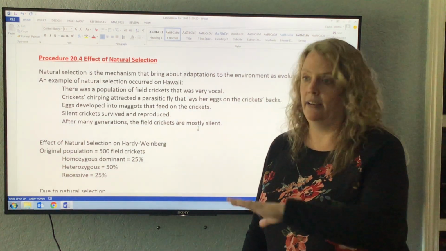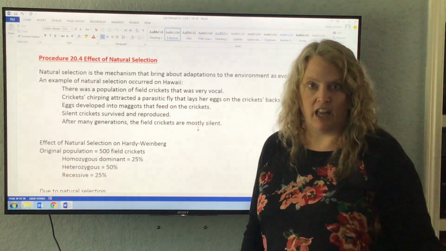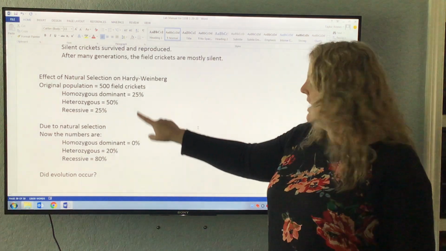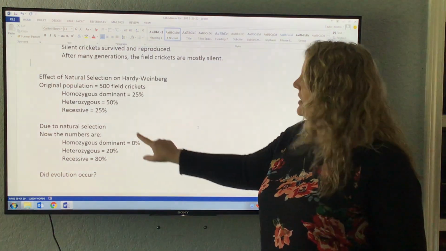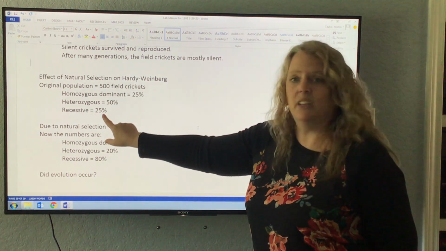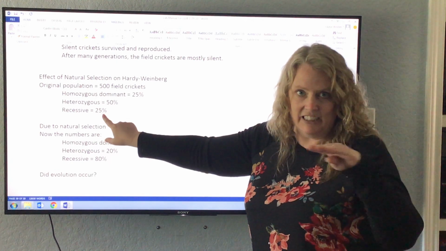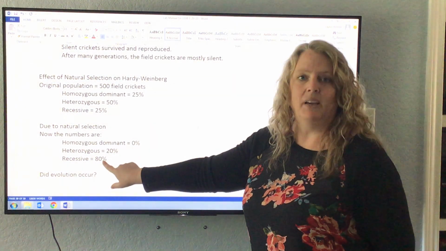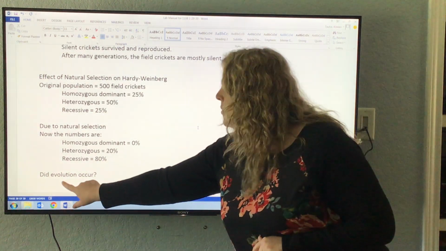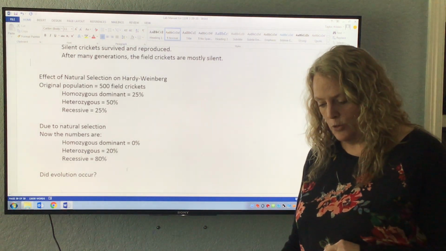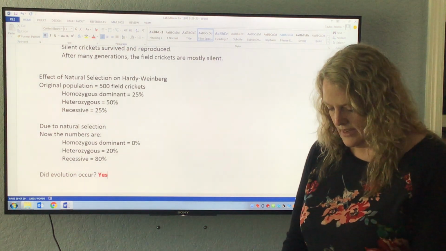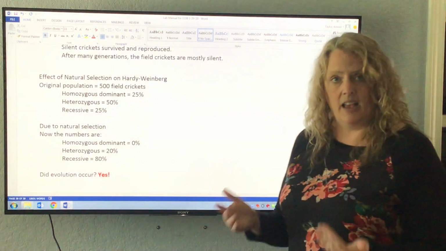So if we go back 50 years later, 100 years later, we'll see what happened to the numbers. Here 25 now is 0. 50 dropped down to 20, and here's the biggest change: the 25% being recessive, or silent, went up to 80 because it's an adaptation. It allows them to survive. So, did evolution happen? Your answer would be yes. How do I know that?